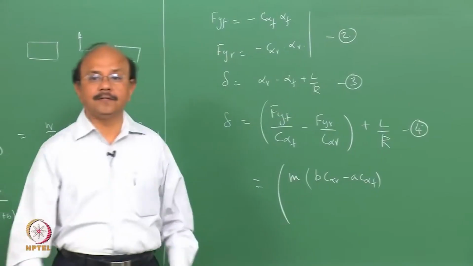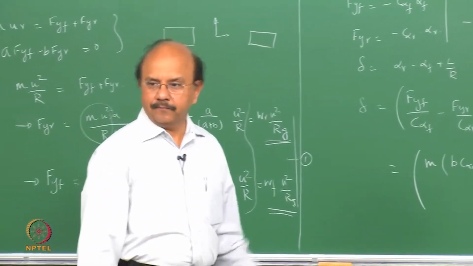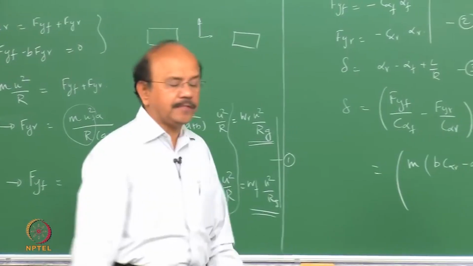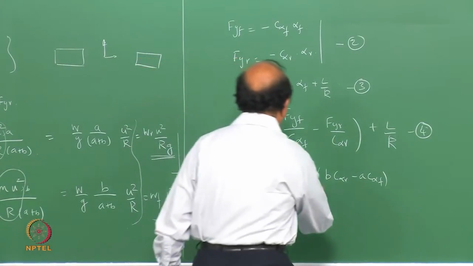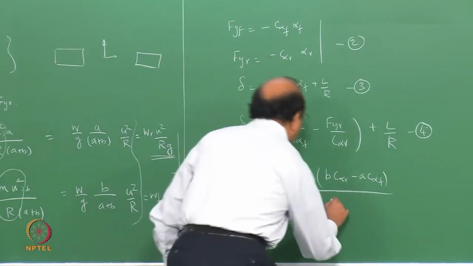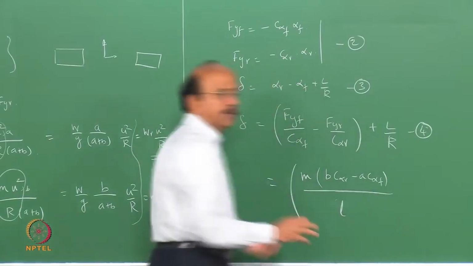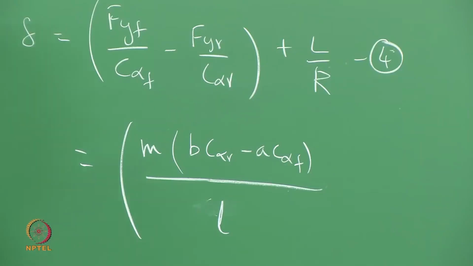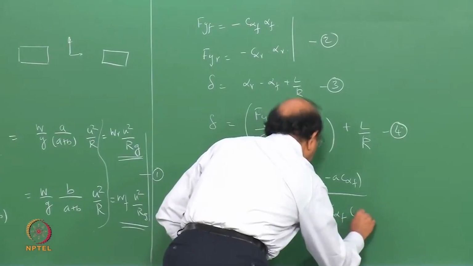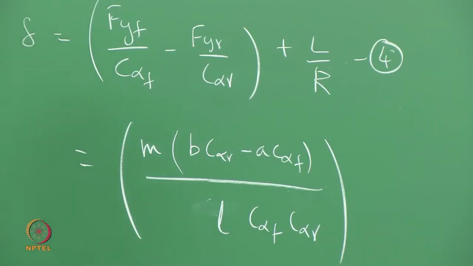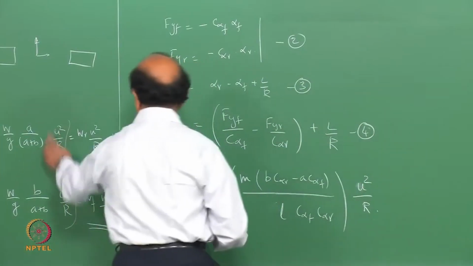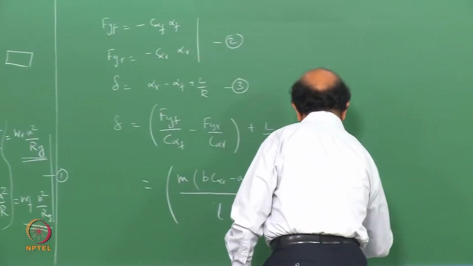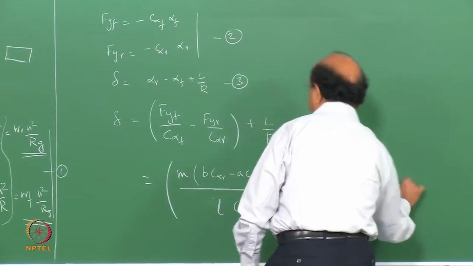Wow. So that's the key factor here. BC alpha R minus AC alpha F is a key factor here. That will be divided by, we have A plus B, which is L. A plus B is nothing but the length of the vehicle, L into C alpha F into C alpha R, multiplied by that U squared by R, plus L by R. Let me call that expression phi and spend a few minutes here.